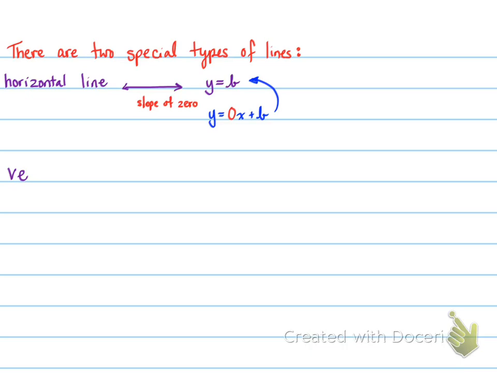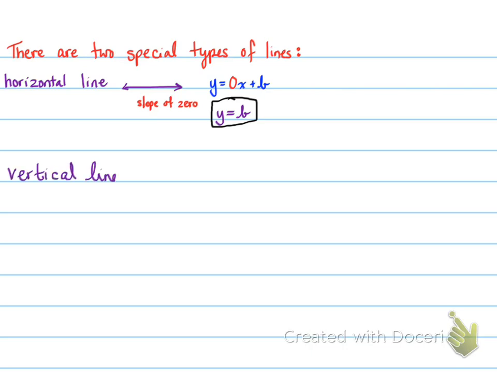So if I was to reverse this, I would have to say the following. Reversing it, it is y equals 0x plus b, which would simplify to y equals b. So all equations of a horizontal line will look like, once you've simplified, y equals b.